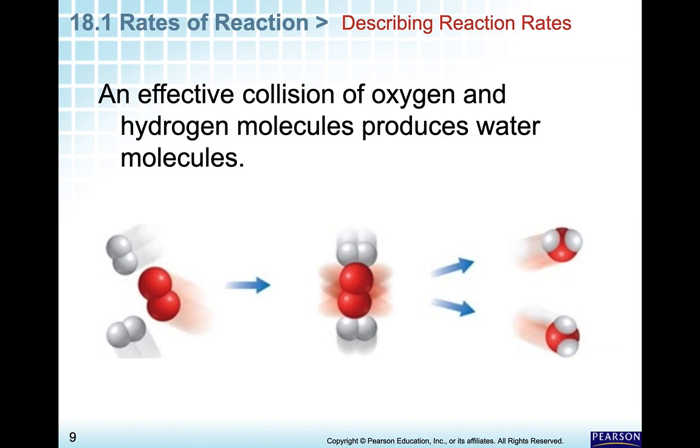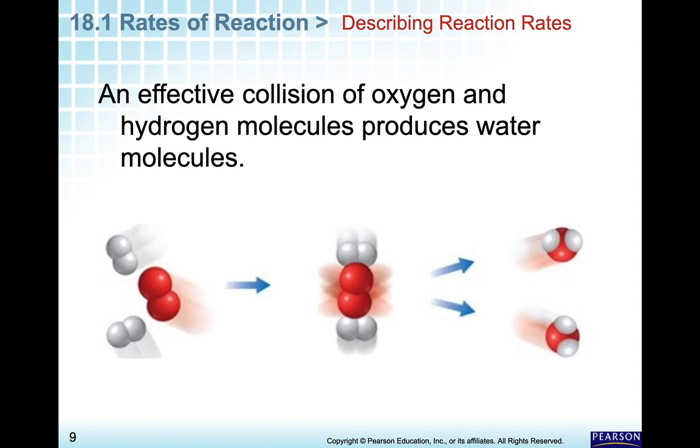And the second requirement, you might start to see by looking at this drawing here, is that they have to collide with each other in the right way. That is, in order for hydrogen and oxygen molecules to react and form H2O, the hydrogen needs to run into the oxygen, right? That's fair enough. If the hydrogen runs into the hydrogen, we're not going to make any H2O. There wasn't any oxygen involved in the collision.